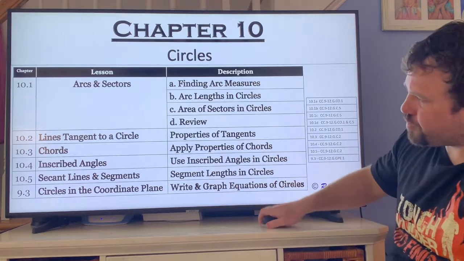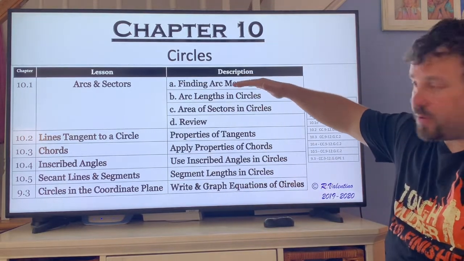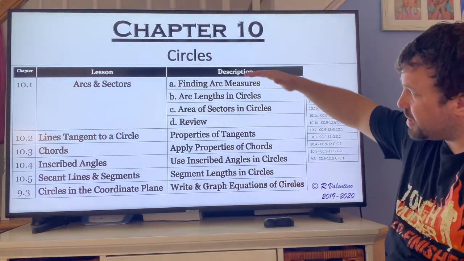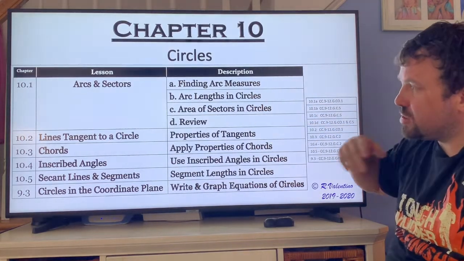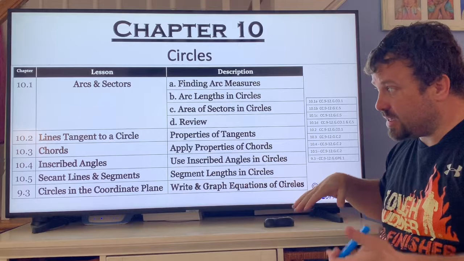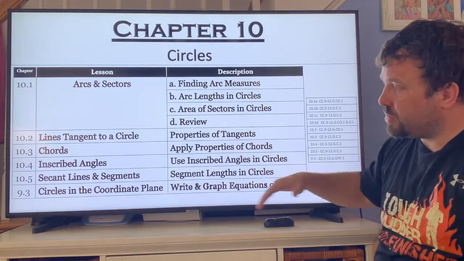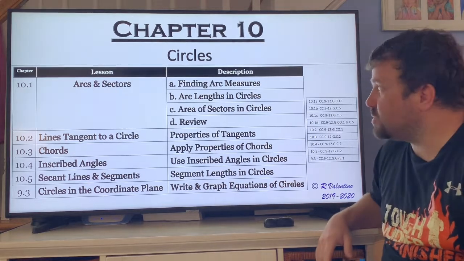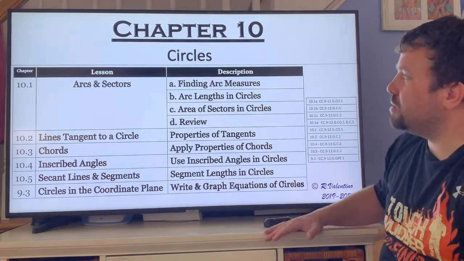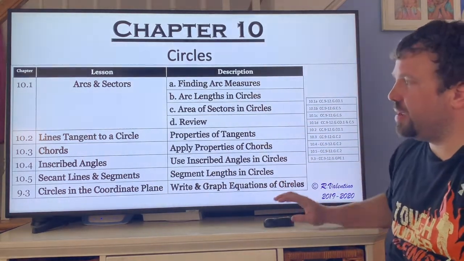Chapter 10, circles. What we're going to be covering first is areas and sectors, finding arc measurements, finding lengths in circles, areas of sectors and circles, and review. I'll give you guys a little test on that. And then we're going to do the rest of Chapter 10, including a little bit of 9.3, which is writing and graphing equations of circles. So this is pretty much broken into two parts, 10.1 and then 10.2 and the rest.